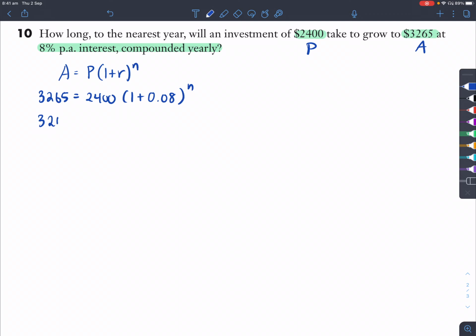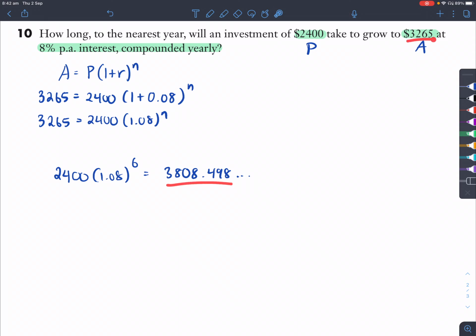Again, I will simplify what's in that bracket, just to make it look slightly nicer and make it easier to type into our calculators. So now let's have a guess of what number that may be. Let's say 6 for now. So 2,400 times 1.08 to the power of 6 gives me 3,808.0498. But hold on, that is higher than this. Is that acceptable?